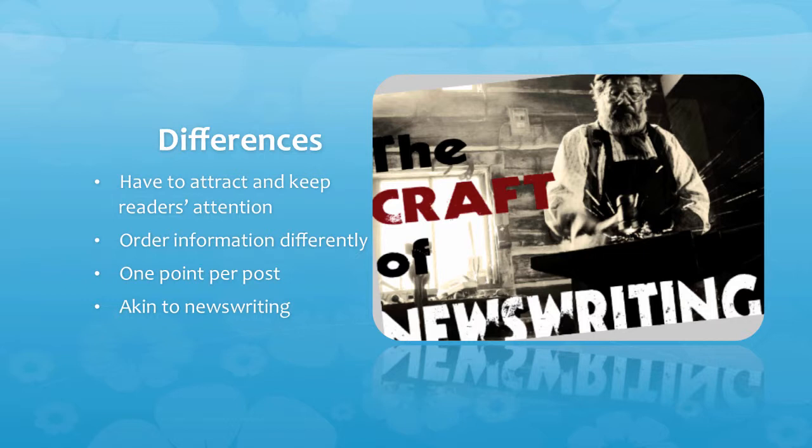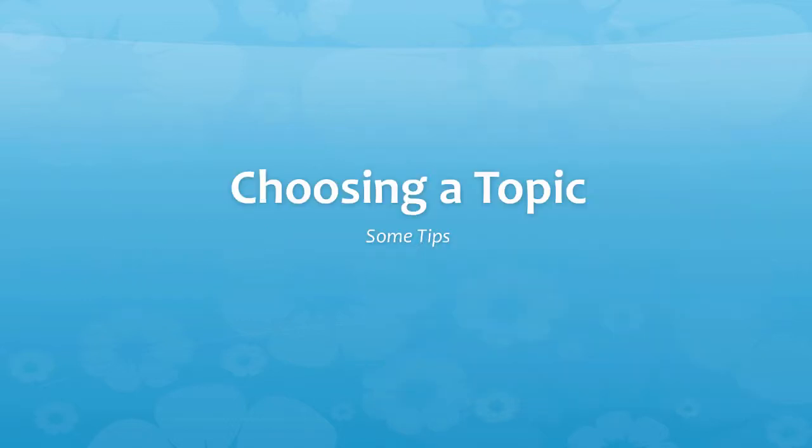We order the information differently, and I'll tell you, it's inverted pyramid, just like in press releases. I told you that would crop up again. You're typically limiting your blogs to one point per post, and it's not that you can't have a sub point, or a main point and then supporting things. It's that you don't want to talk about two wildly different things in the same post. And it's also very akin to news writing.